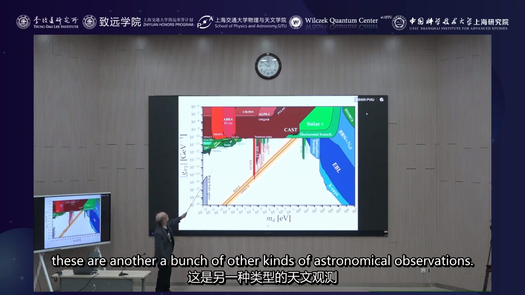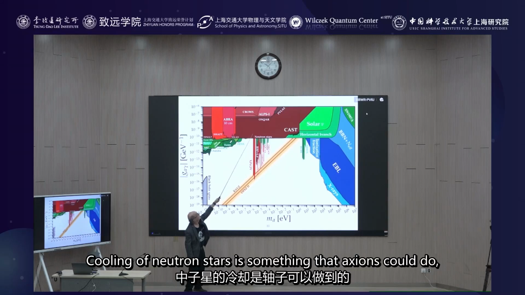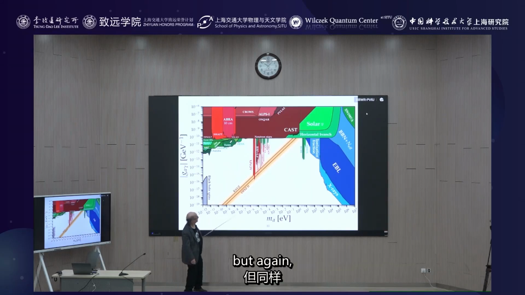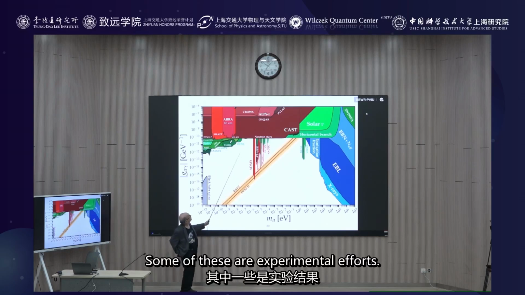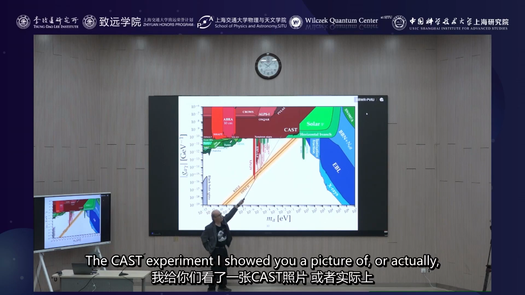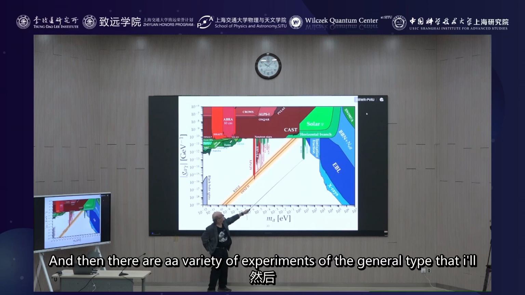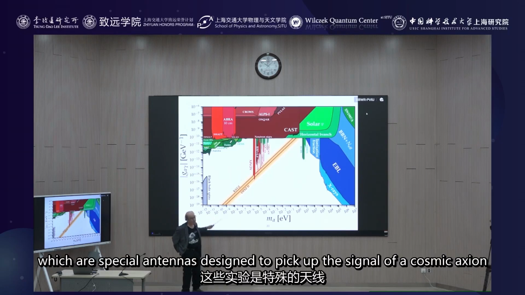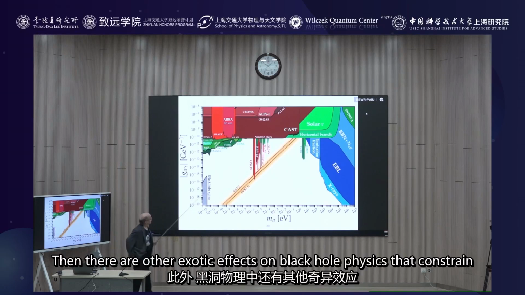These are a bunch of other kinds of astronomical observations. Cooling of neutron stars is something that axions could do, but again, not if they are the axions predicted by QCD, which have the parameters along this line. And some of these are experimental efforts. The CAST experiment I showed you a picture of, or actually the second generation CAST experiment is what you saw in that big picture. And then there are a variety of experiments of the general type that I'll be describing in these lectures, which are special antennas designed to pick up the signal of a cosmic axion background. And then there are other exotic effects on black hole physics that constrain the properties of axions.